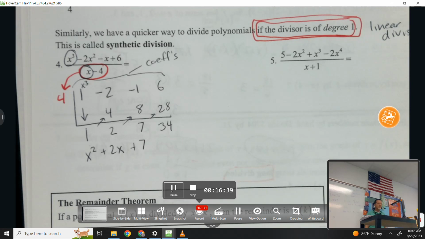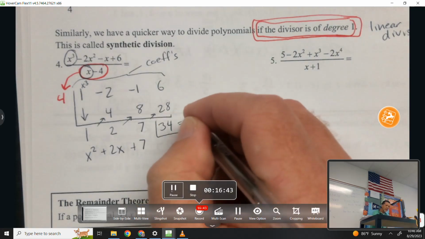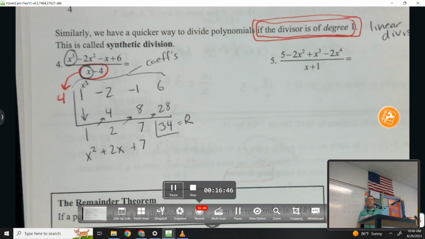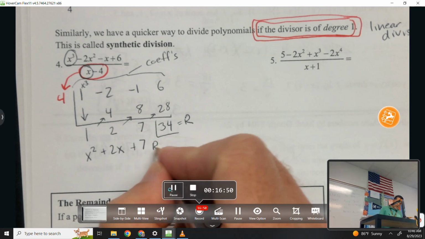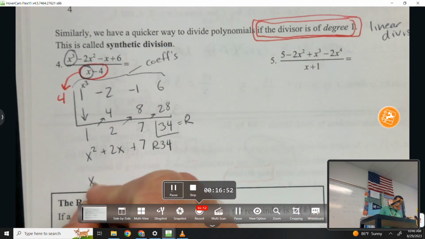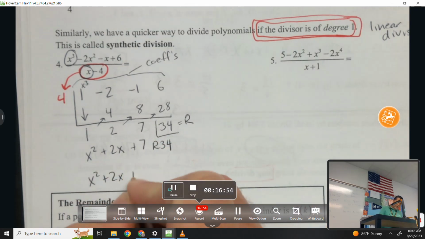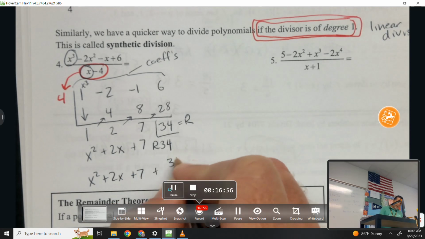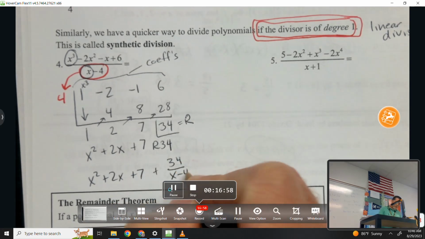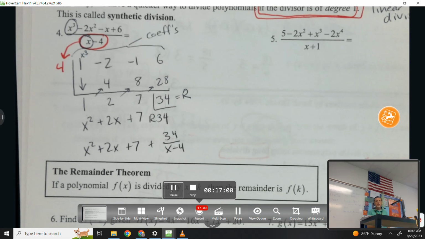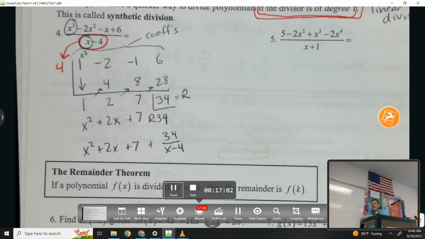Left over. That's a remainder. So depending on the situation, you could just say the remainder is 34. Or you could write it the fancy way, x squared plus 2x plus 7 plus 34 over x minus 4. And it depends on the problem as to which is the preferred way.